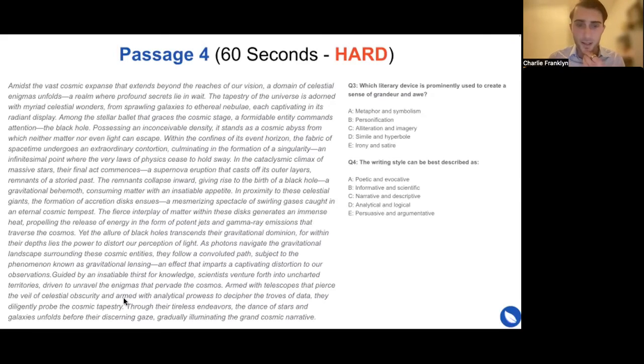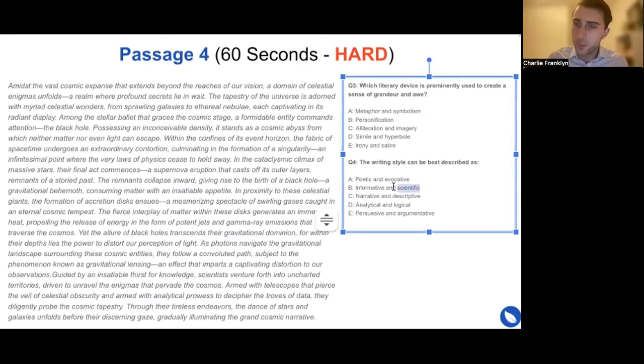All these words around the grand cosmic narrative and celestial enigmas unfolds in a realm where profound secrets lie in... wait. That's not normally what you'd see in an informative and scientific piece. Think, if you're reading a textbook on science, would they speak in this way? No. And so I'd probably say, no, that's not the correct answer.